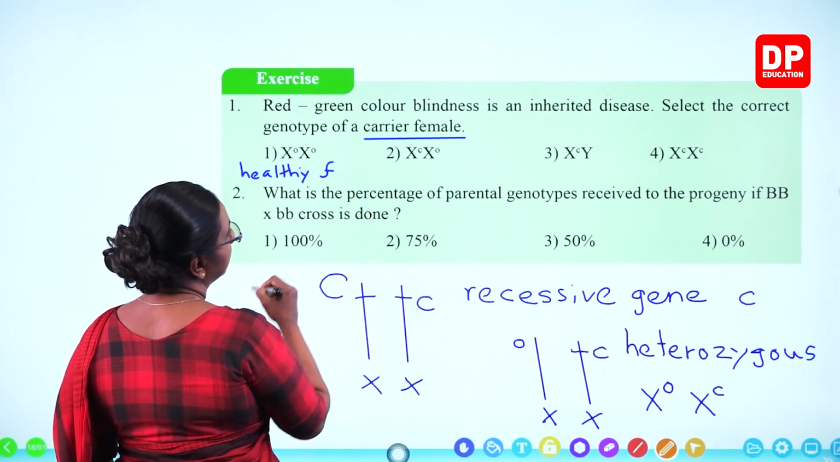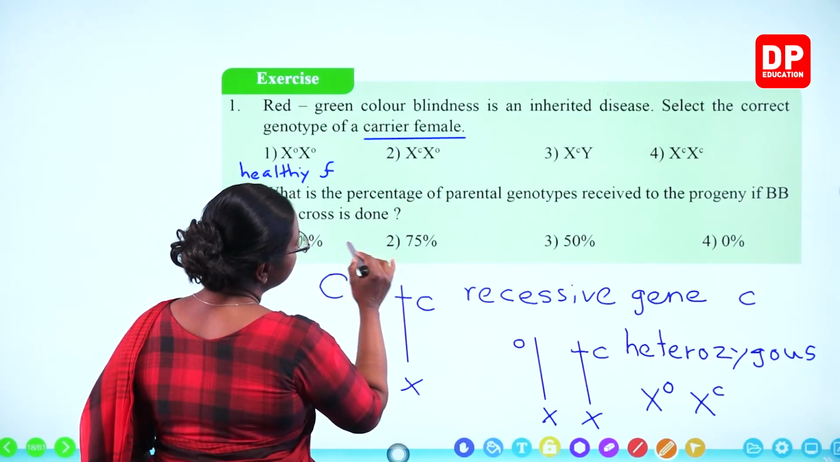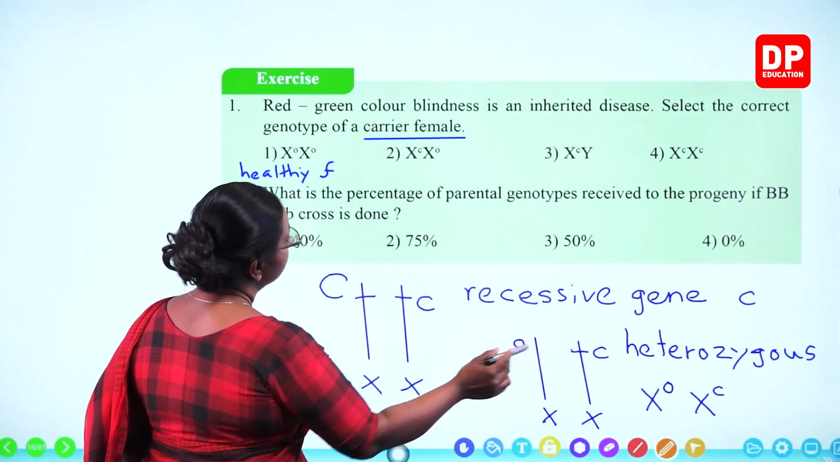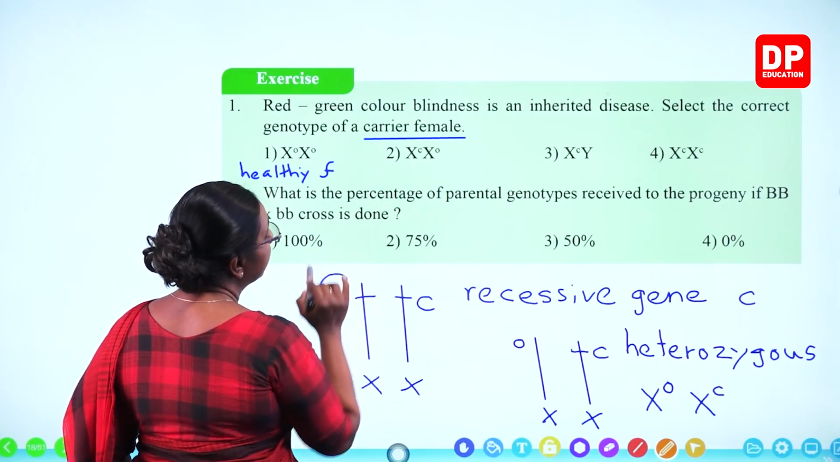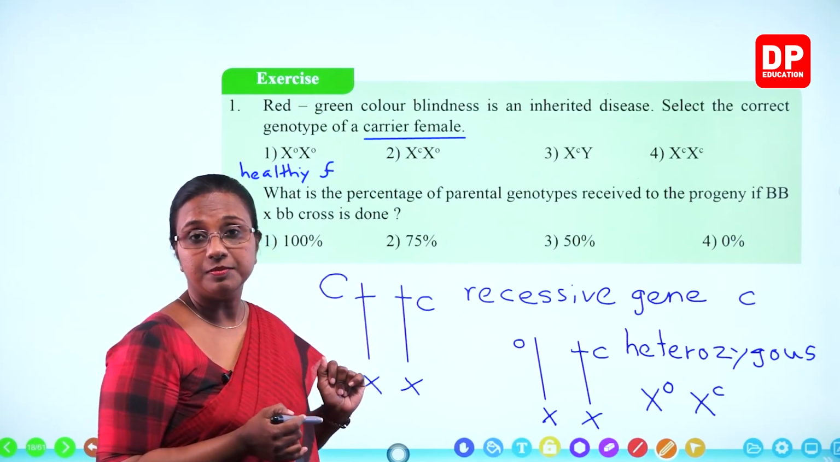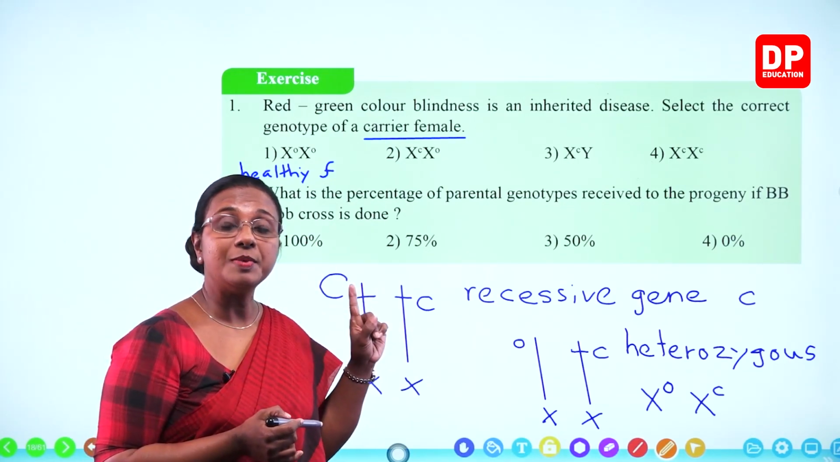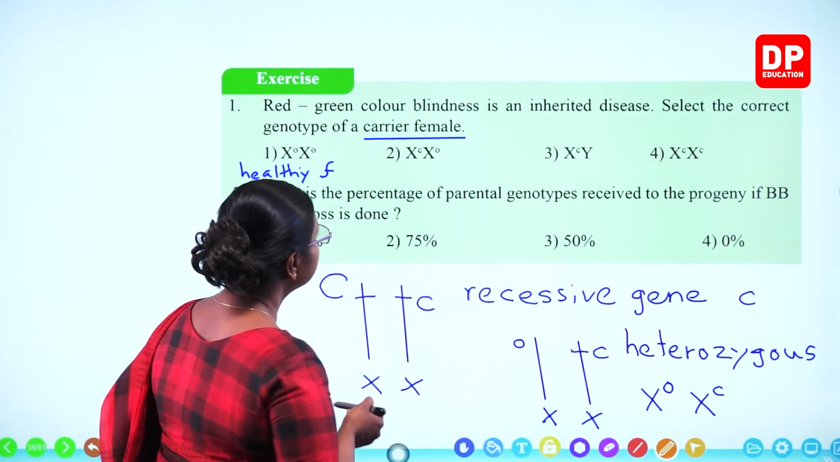Then here it's similar to this. X simple C and 0. So X0 and simple C, or X simple C and 0. That is the correct answer. That could be the carrier female because one chromosome has the recessive gene, the other one does not. So that is a carrier.